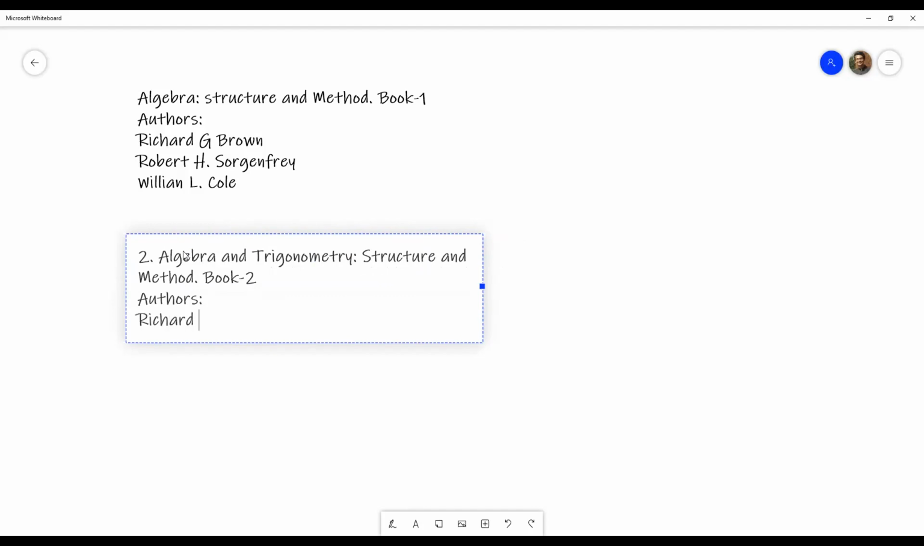Sir Richard, we don't have a bookstore here. Yeah, that's what I know, but some of you want to know the reference books. That's why I'm typing it for some of the students here. Okay.